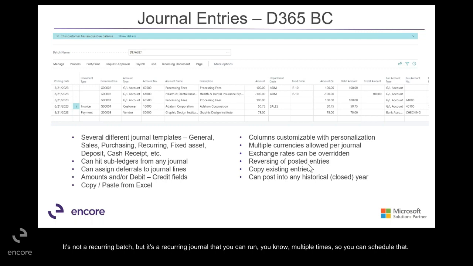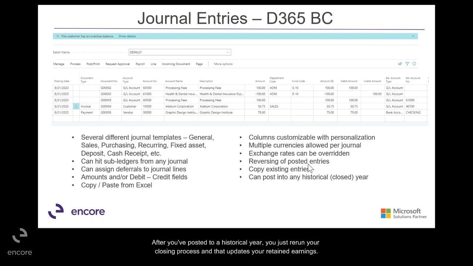So you can schedule that, and then you can post into any historical year. After you post into a historical year, you just rerun your closing process, and that updates your retained earnings.